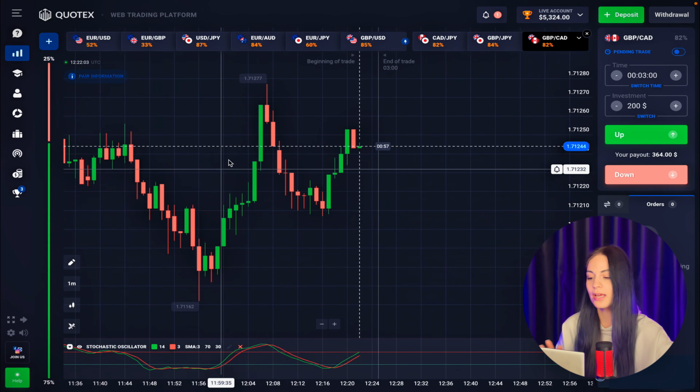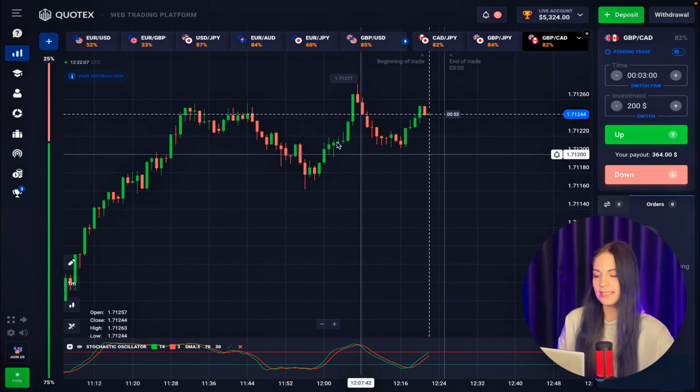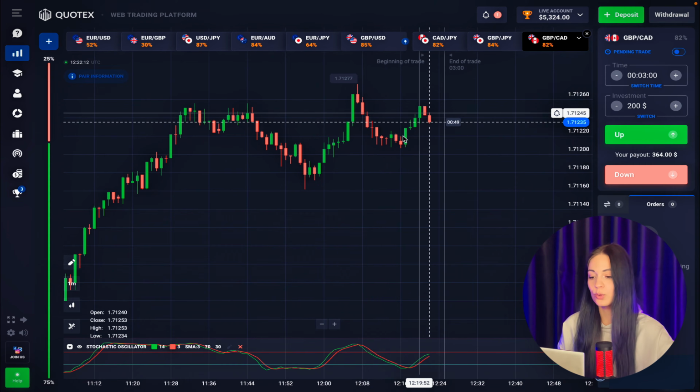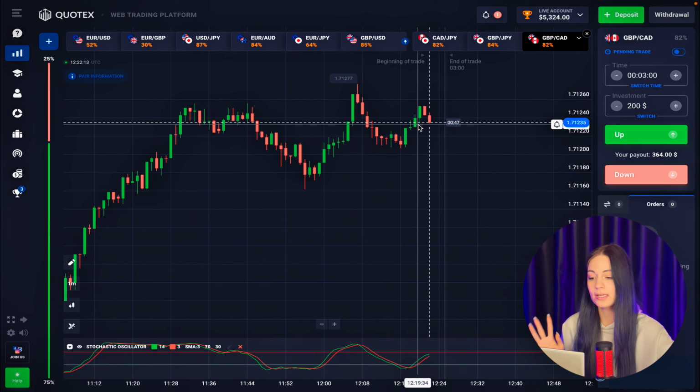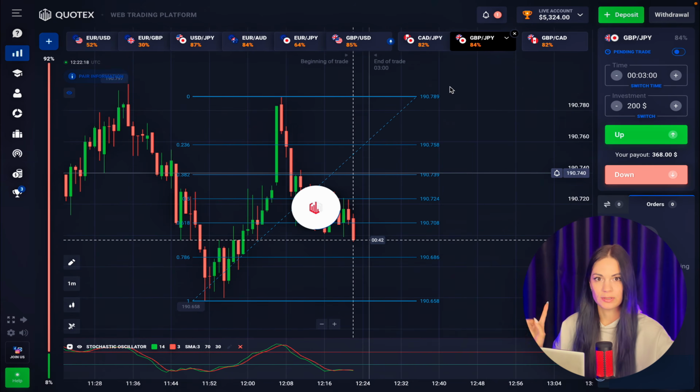But with this level we're not working anymore, so there is a rule. If I see another potential entry point, I will work with it, but when I have worked with it once, I usually take off the levels and try to find new entry points in new places. So let's continue.